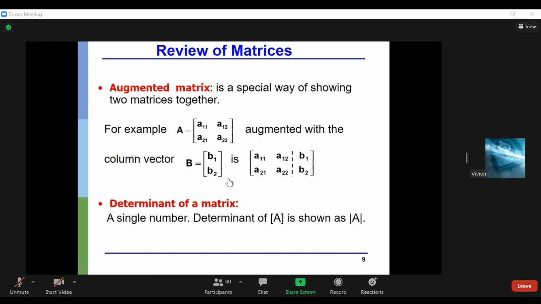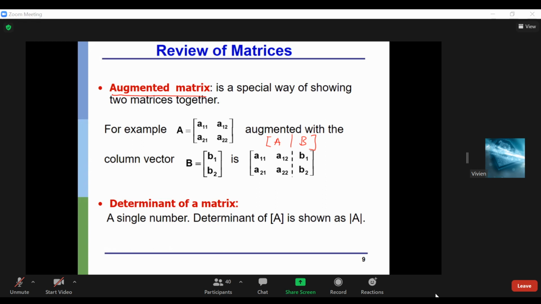Now we have the term augmented matrix. What is meant by augmented matrix is a way of putting two matrices together. This shows two different matrices or vectors. So here, for example, we write an augmented matrix A augmented with B so that we can write it side by side. But still, this is separate. It does not become one matrix, we still have two separate ones, but it is just a way of putting them together side by side. Okay, so this is called augmented.